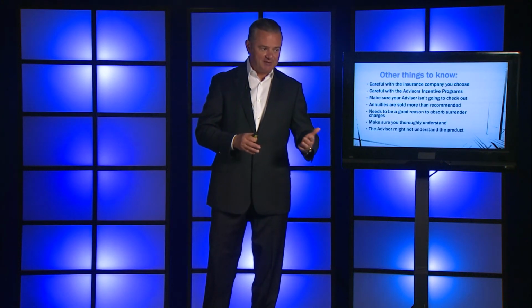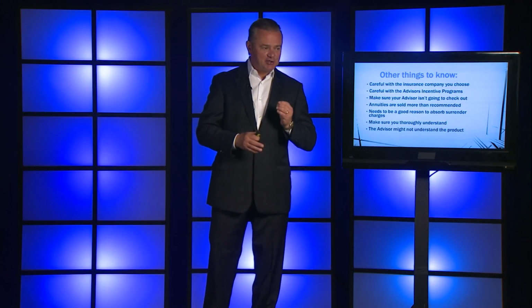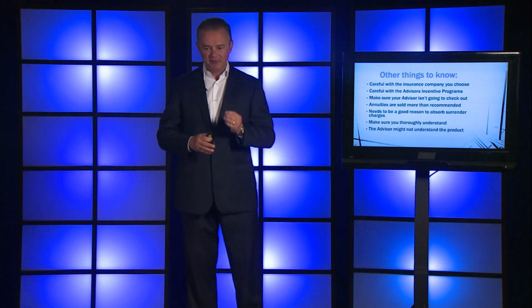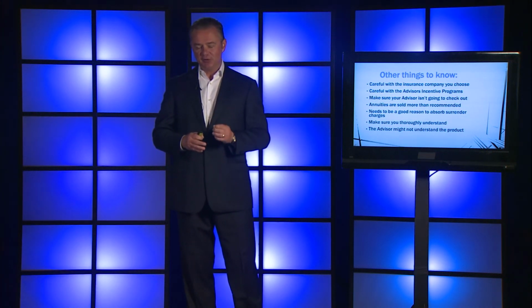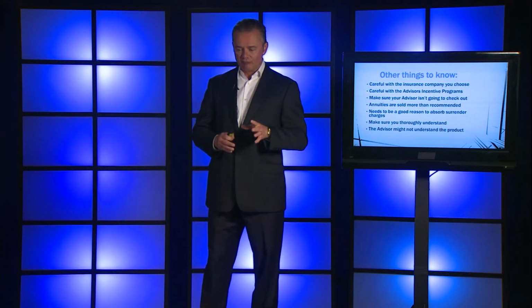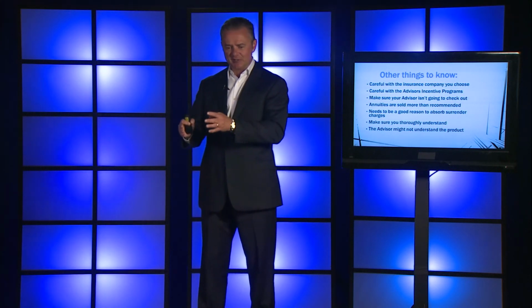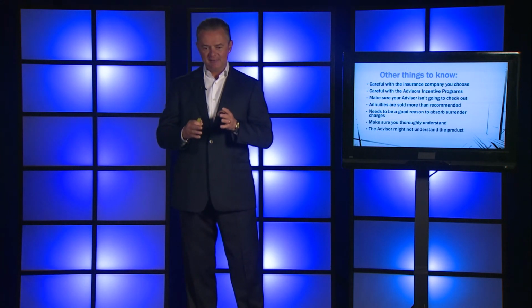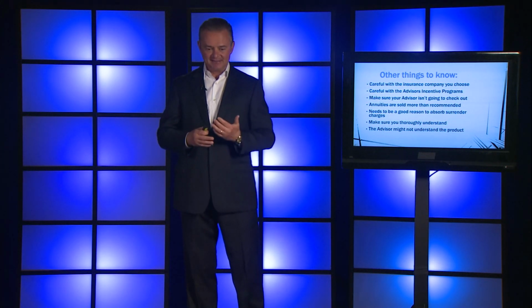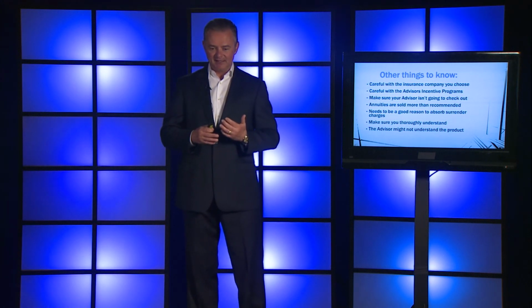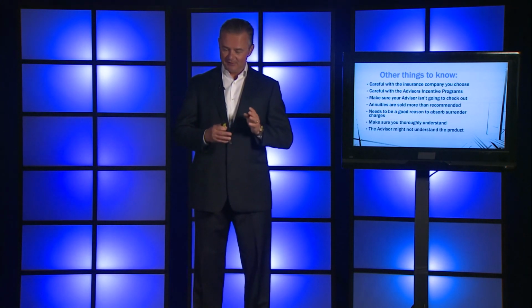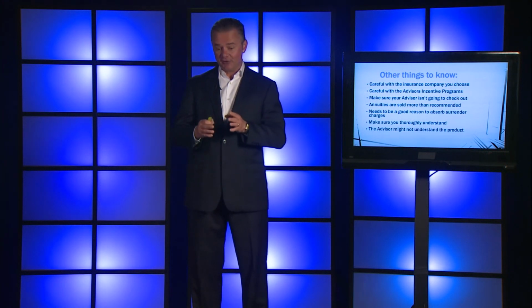Annuities are sold more than recommended. We talked about that. There needs to be a good reason to absorb surrender charges. So if an advisor comes up to you and you have an annuity, and they say, listen, I know that you would take a 5% surrender charge hit, but this annuity is so much better. Truthfully, investment companies have a real problem with this, but they still allow it to happen if the advisor can justify it. To me, it's a tough justification, and it's a personal decision by the client to really want to take a hit like that. But this is the way they do it.